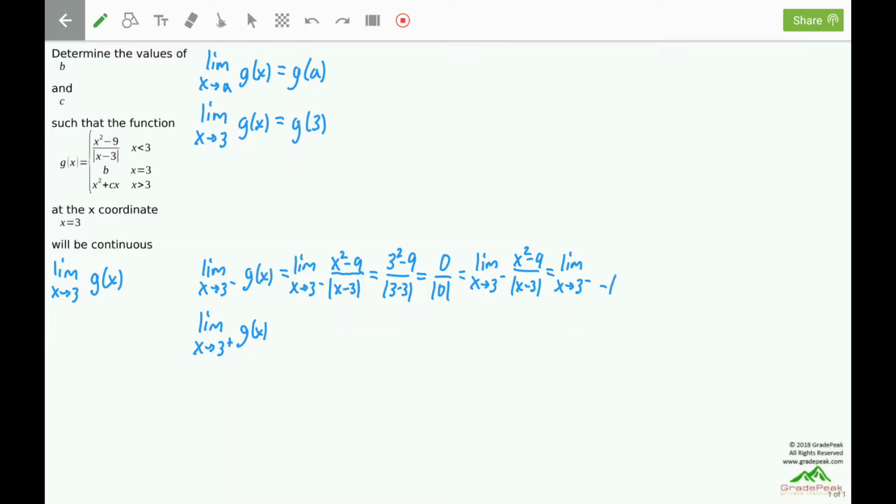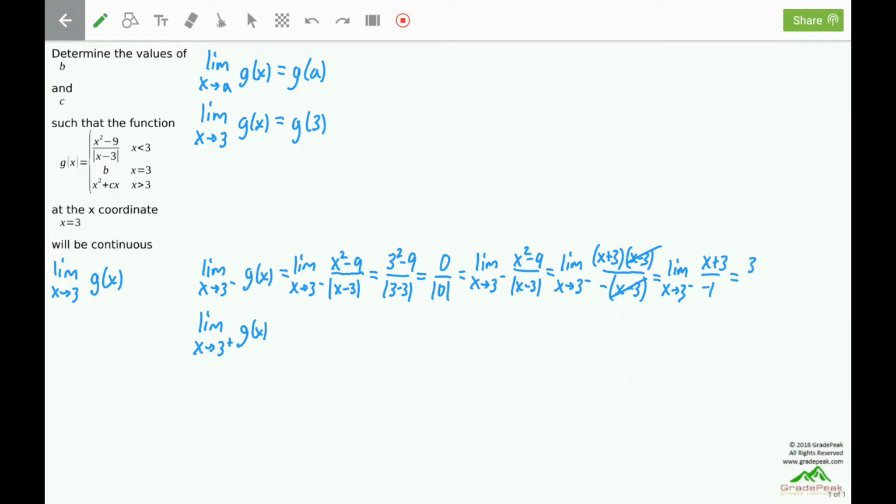So we can remove the absolute value symbols and replace them with parentheses if we put a negative in front of it, so that the double negative will make positive. Now in the numerator we have a difference of squares that will factor into x plus 3 and x minus 3. And the x minus 3's can now cancel, removing the 0 over 0 indeterminate form. This will leave behind the limit as x approaches 3 from the left of x plus 3 over negative 1.